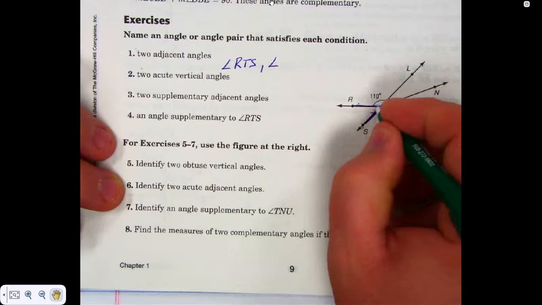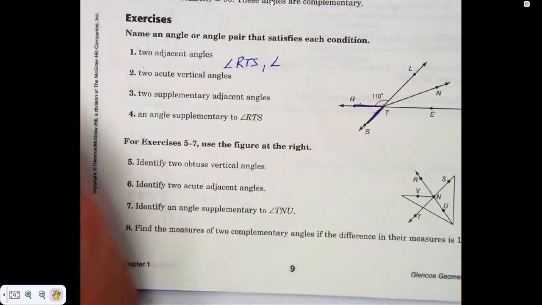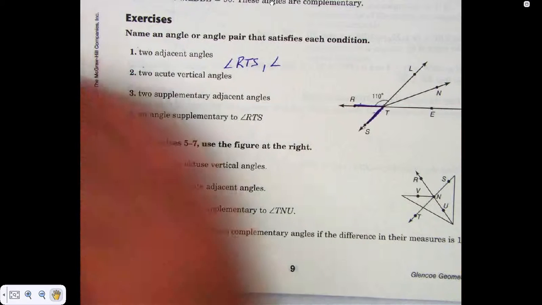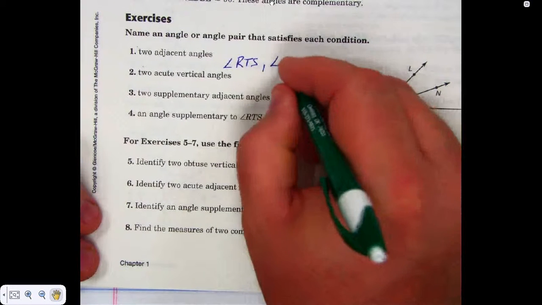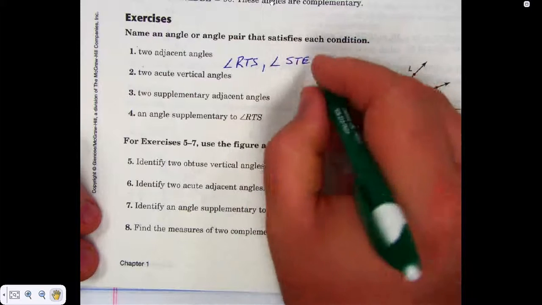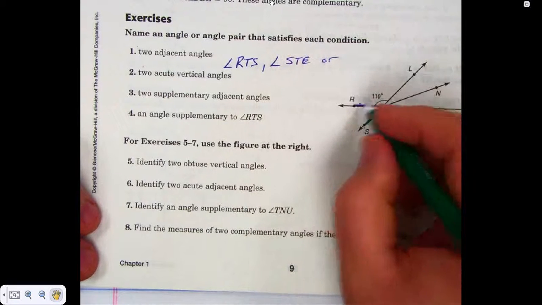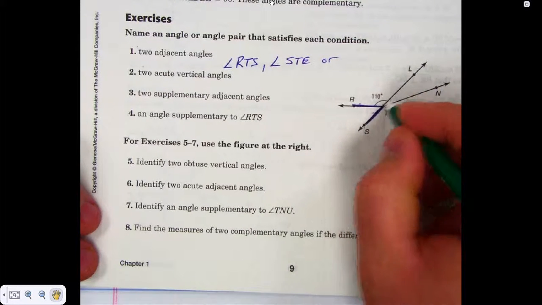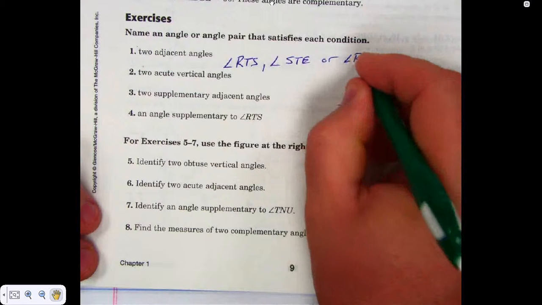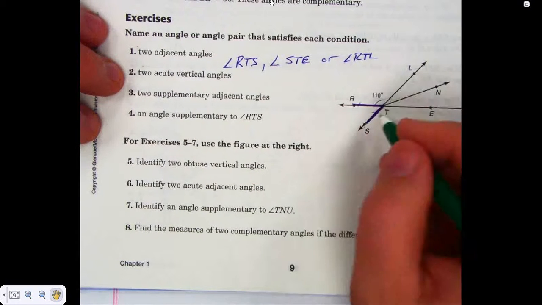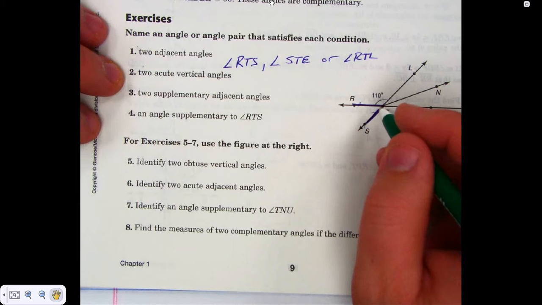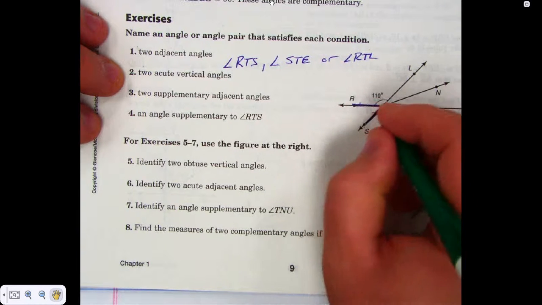The adjacent side, so they're going to share a common side. So RTL, STE, or what would be the other one? RTL. Do you guys see, I'm a little worried. Do you guys understand what I mean by they have to share a side? They have to share a vertex and a side, okay?